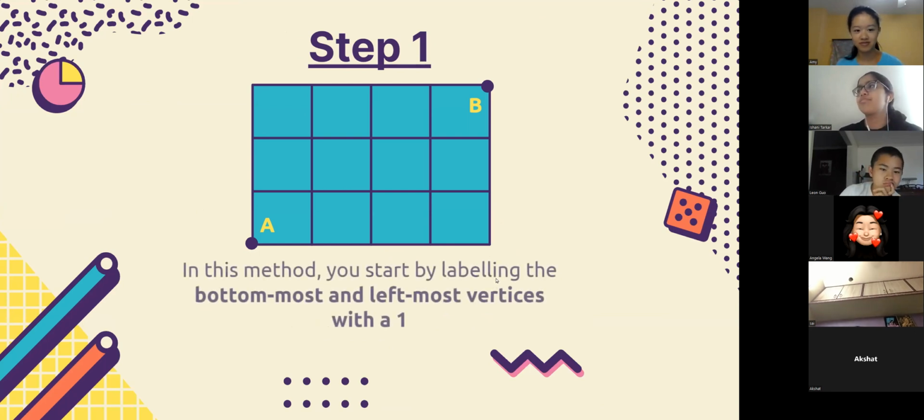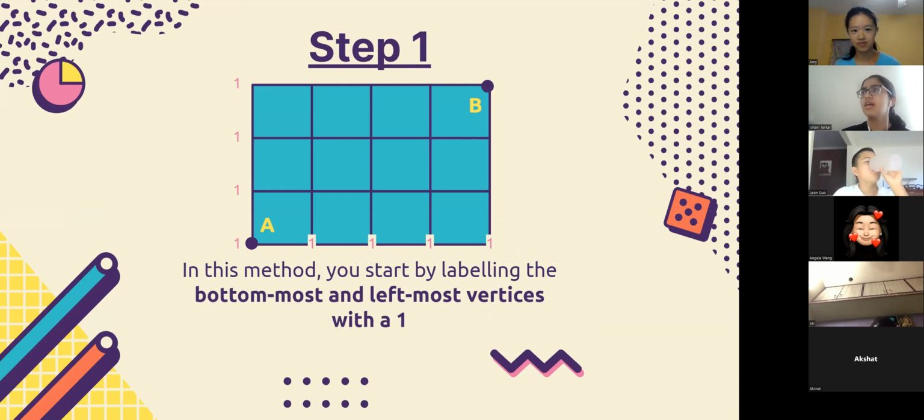In order to start for any grid, you have to start by labeling the bottommost and leftmost vertices with the number 1. Basically, both the sides that the starting point touches. So if the starting point was B, we'd number the rightmost and the topmost. But since the starting point is A, we're going to number the leftmost and bottommost sides with a 1 for each of the vertices.